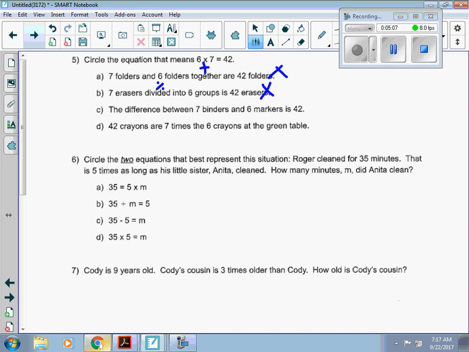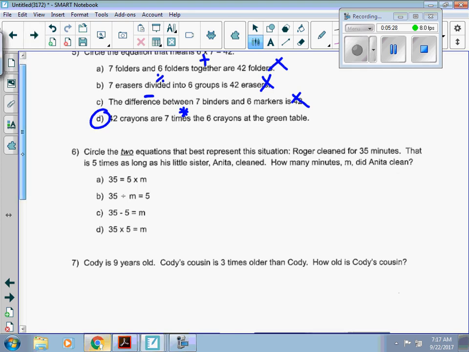Letter C, the difference between 7 and 6. Well, difference tends to mean subtract, and I don't want to subtract, so that one isn't right. And letter D, 42 crayons are 7 times the 6, and that's what I want it to do, and it equals 42, so letter D is my answer.